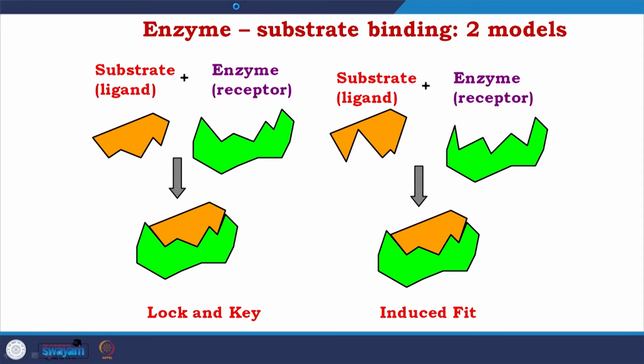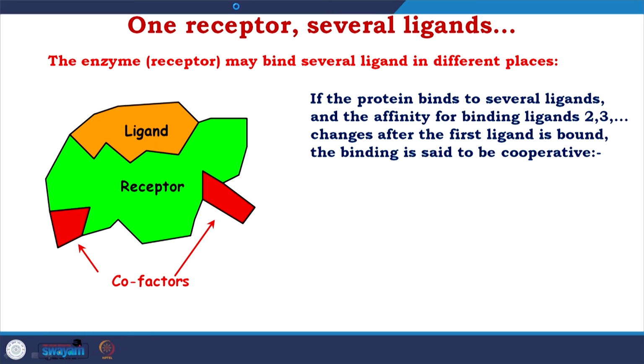So, enzyme substrate binding has two models. One is the lock and key model, which was initially taken, but now it is induced fit, where the substrate or ligand, when it binds to the enzyme, changes the shape. Also, there is the concept of cofactors, one receptor, one protein and several ligands. The enzyme may bind several ligands in different places. If the protein binds several ligands and the affinity for binding ligands 2-3 changes after the first ligand is bound, the binding is said to be cooperative.